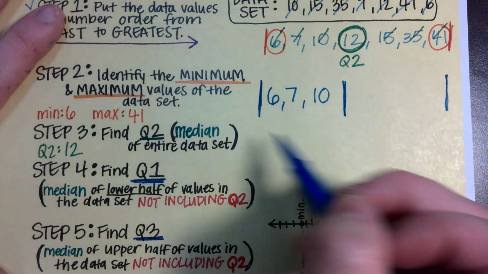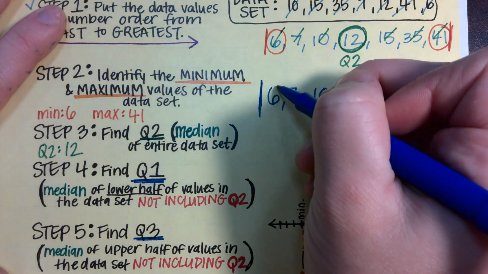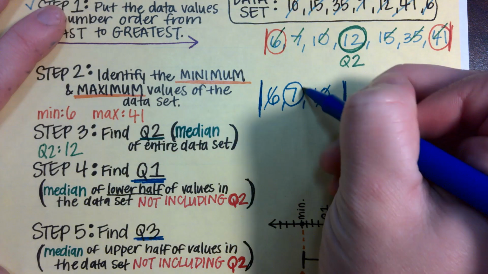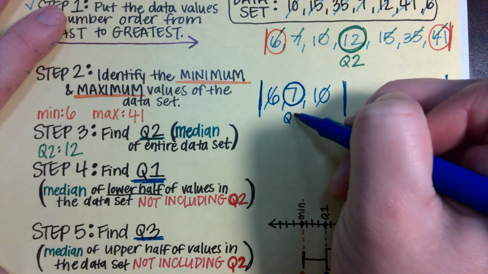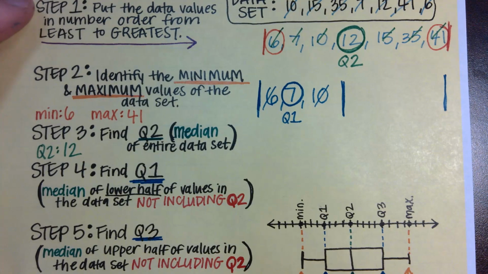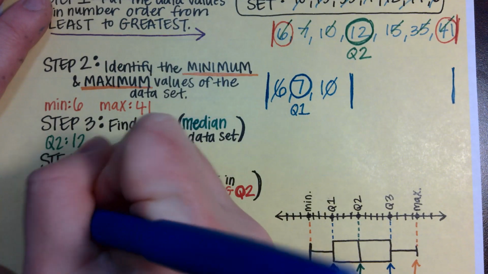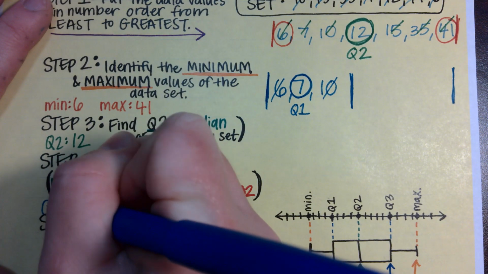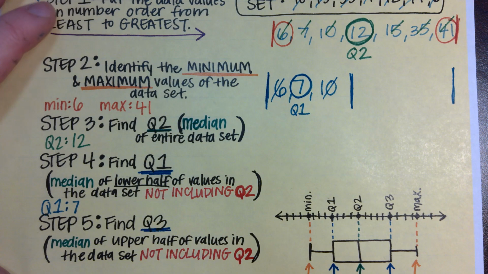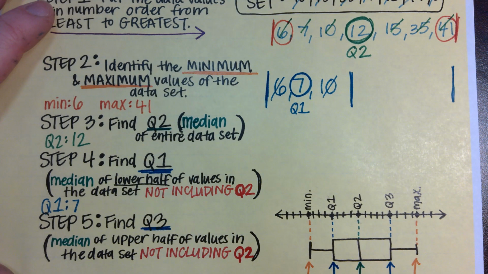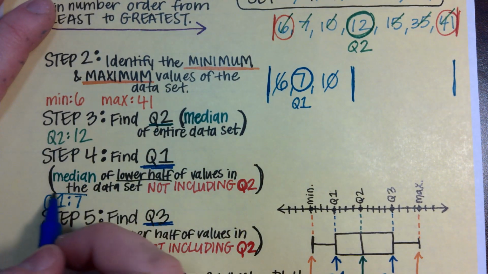So what's my median here? 7. 7 is my middle number. So 7 is Q1. Okay, so Q1 is 7. And I'll circle.